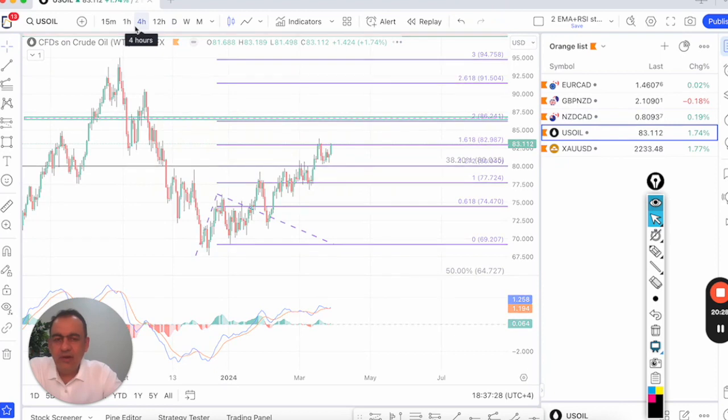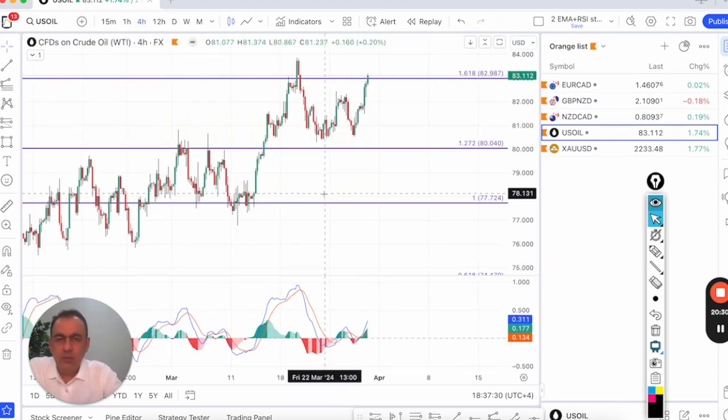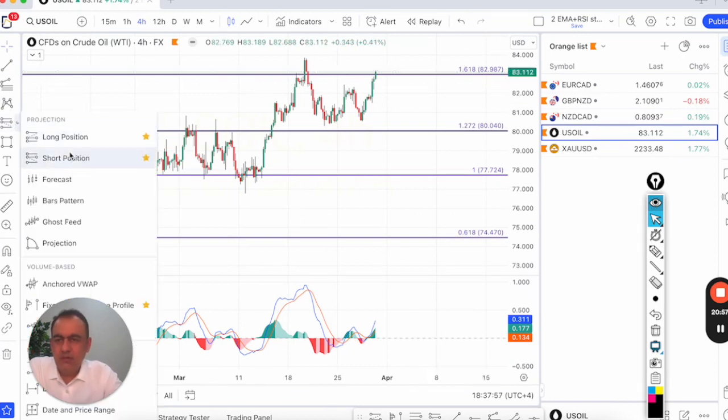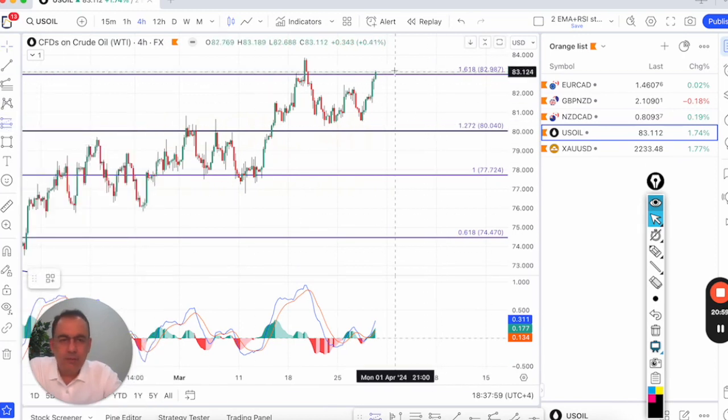Now moving to 4H, if you notice, we got a massive push to the upside, retracement, and now again bullish divergence with a double bottom at this level and continuing to the upside. So if you want to get into the bullish trade, the next target is at 86 or 86 and a half, and the stop loss should be below 80.